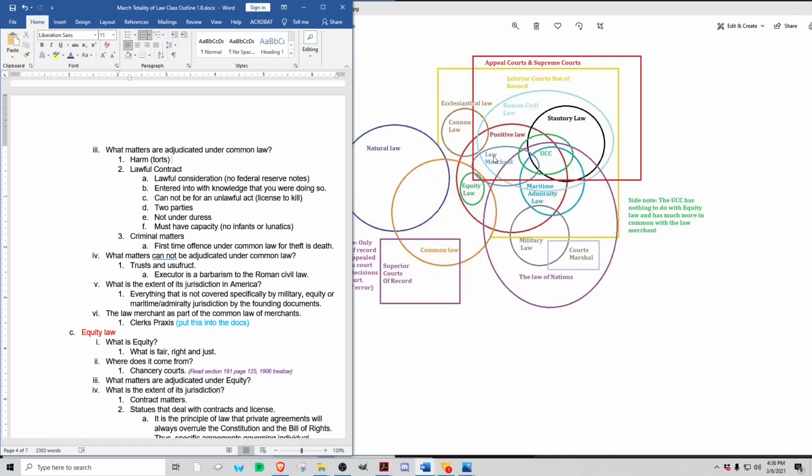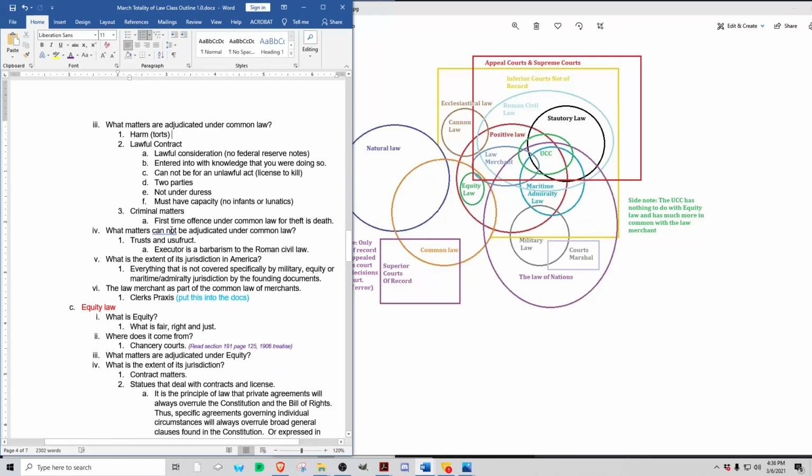This will start to get into the aspect of what the law merchant is. So what is the extent that can't be adjudicated in common law? Trusts and usufructs, from the aspect of Roman civil law being how they split title between equitable title and legal title. That equitable title is the right to use something, which makes you the usufructuary, and the legal title is the one who actually owns it, which is the aspect of all of this registry: everything that you register, your cars, your weapons, your land, your children, all of it. All of it has to do with setting up trust under Roman civil law.